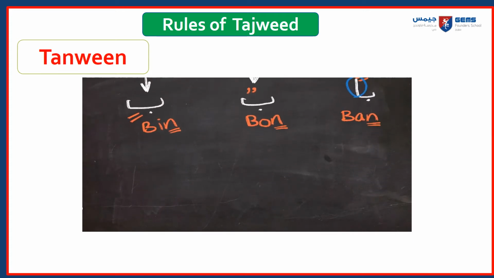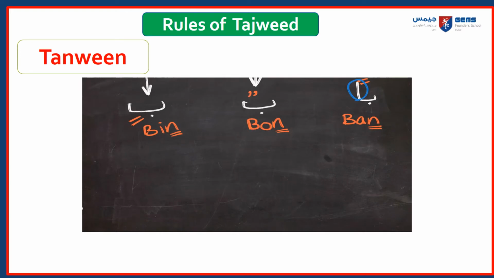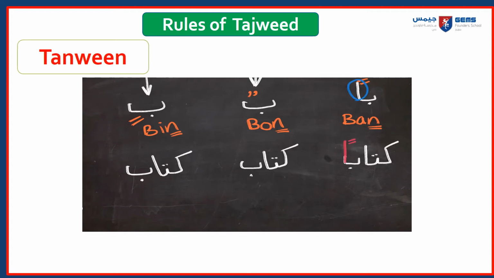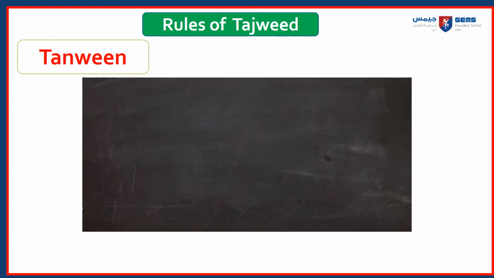So how does this look with a real word? A word like kitab, which means book: if we want to add tanween at the end of kitab, we're going to have to add an alif at the end of kitab because it is tanween fatha. And for tanween dhamma and kasra, we can just add it at the end of the word. So kitab becomes kitaban, kitabun, and kitabin.